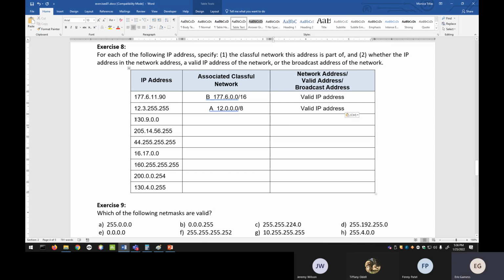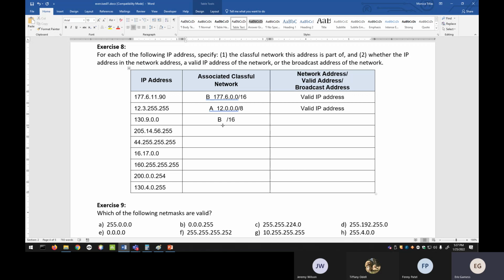Okay, let's see this example. What class does this IP address belong to? Class A, class B, or class C? Class B. Why? Because the first byte, which is 130, is between 128 and 191. So what is the default mask? Class B is /16, no? Class A, /8. Class B, /16. Class C, /24 by default, okay? Unless we change it.